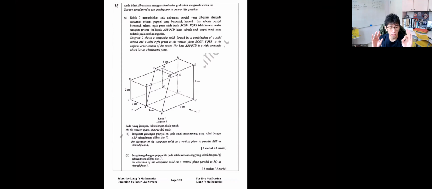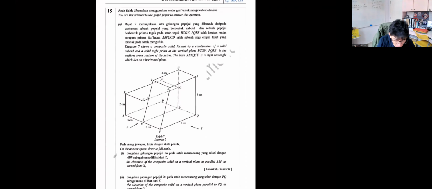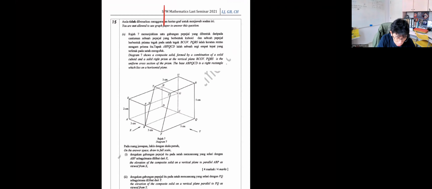Now, for the question that we're going to do in a while, you need to imagine using this word called plan view. So what is a plan view? Plan view basically means you're going to look from the top. It's like a bird's eye view. A bird flies above a building and looks down. When the bird flies through, it's on top of the building.